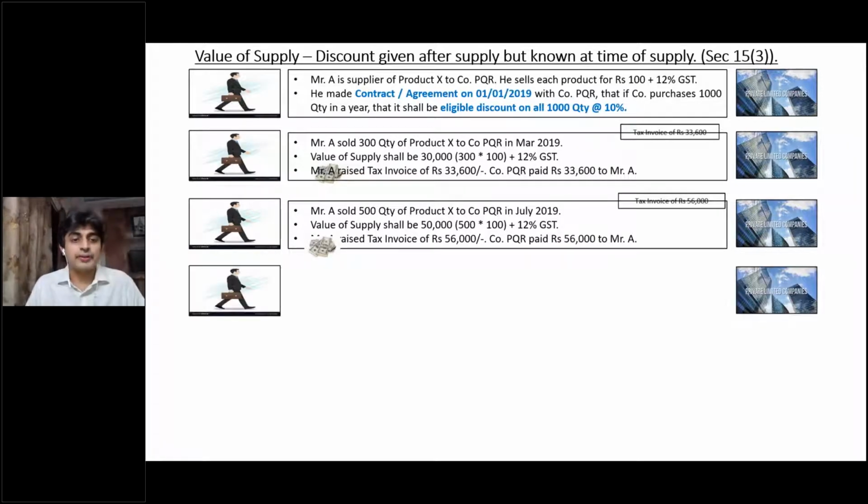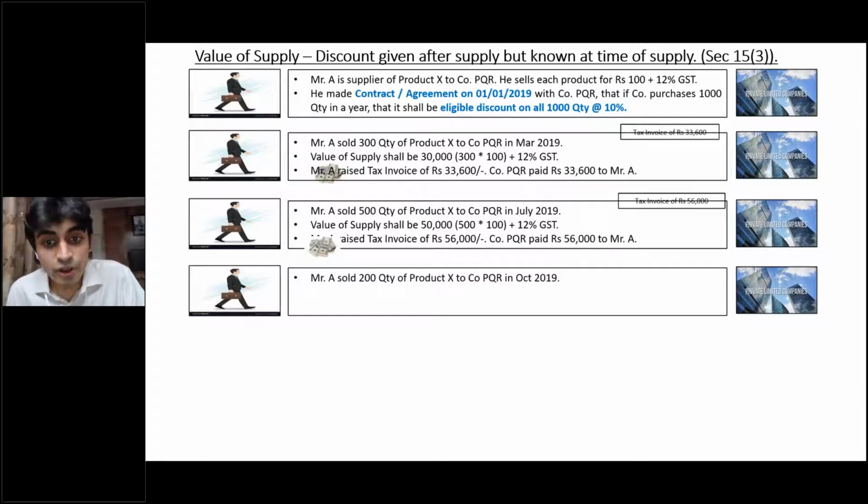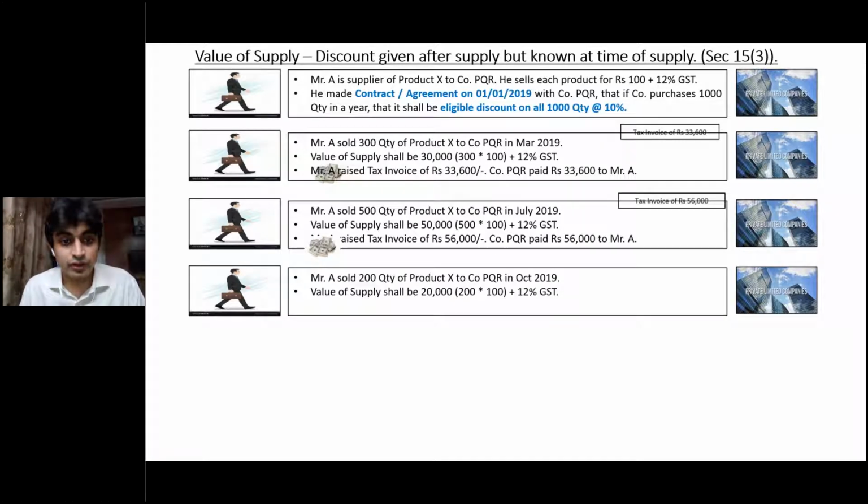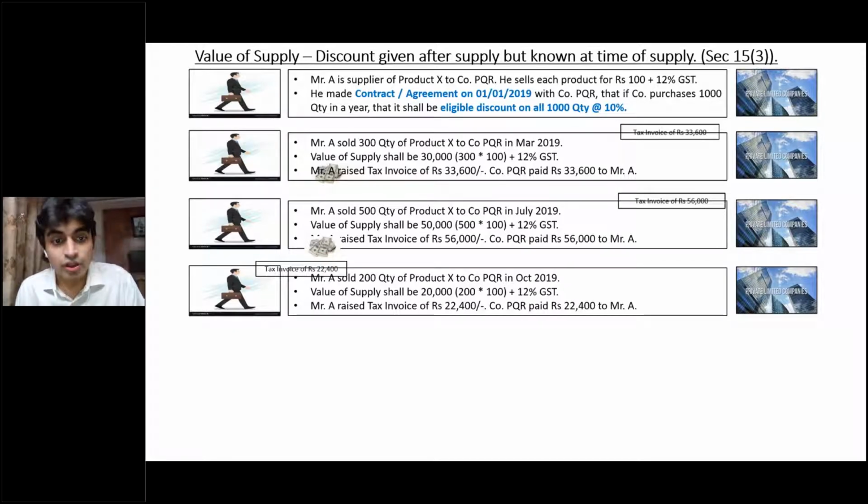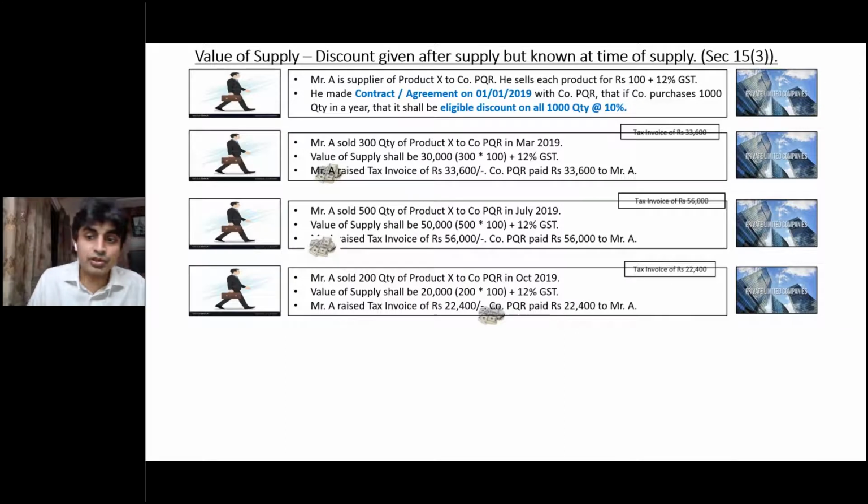Clear? Now see. Again in October 19, Mr. A sold 200 quantity of product X to company PQR. So he made an invoice of 20,000 plus 12% GST. So he raised the tax invoice of 22,400 and company PQR paid 22,400. But now 1,000 quantity is done. Now company PQR is eligible for discount.